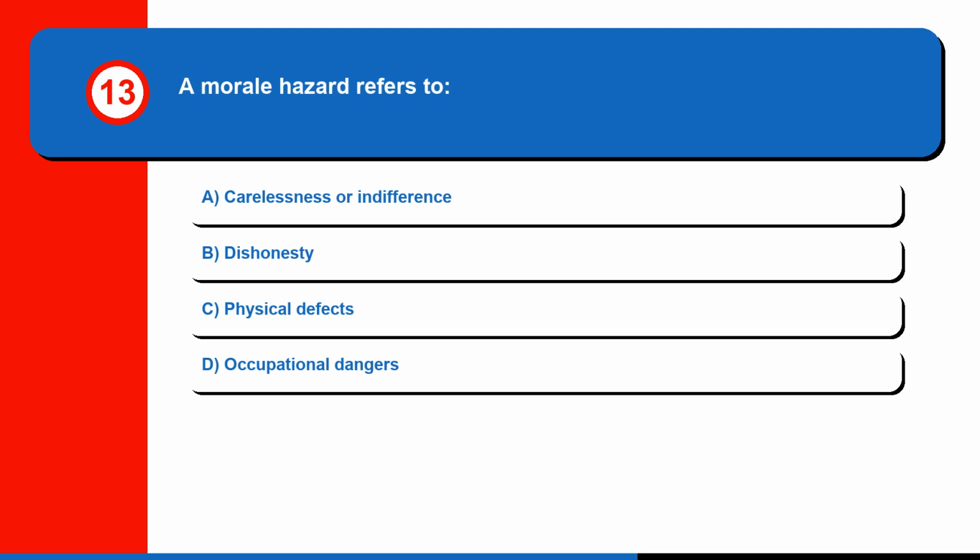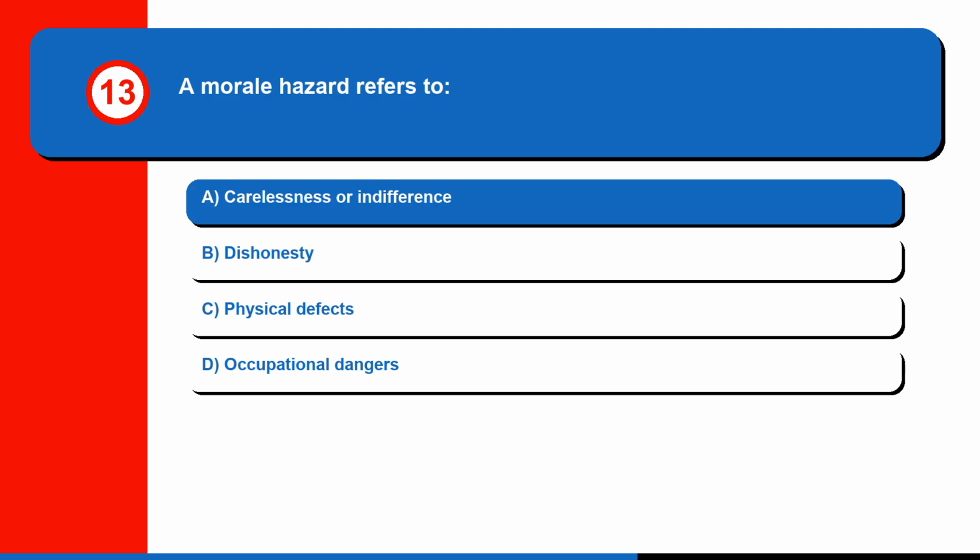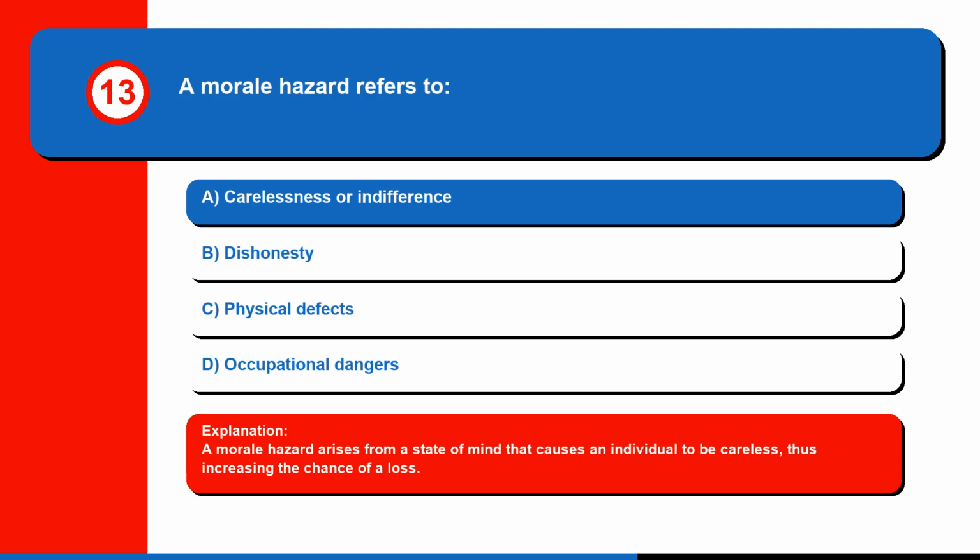Question 13. A morale hazard refers to A. Carelessness or indifference. B. Dishonesty. C. Physical defects. Or D. Occupational dangers. The correct answer is A. Carelessness or indifference. A morale hazard arises from a state of mind that causes an individual to be careless, thus increasing the chance of a loss.